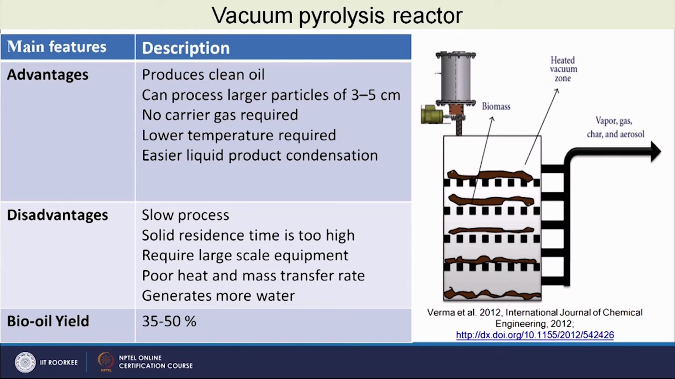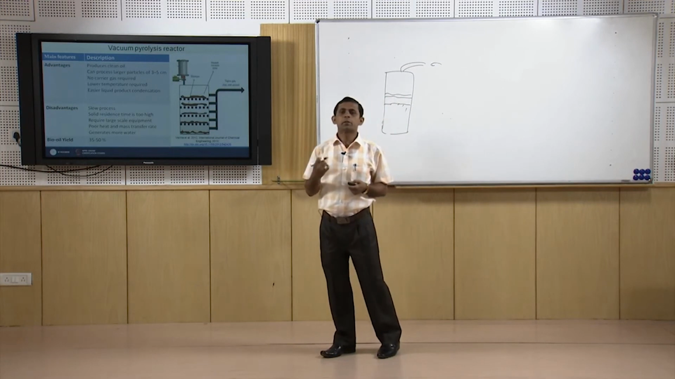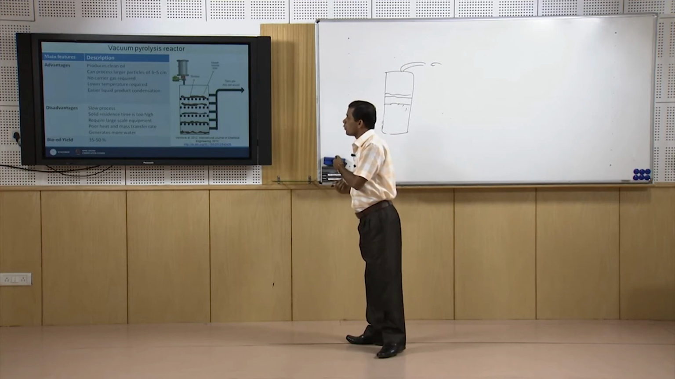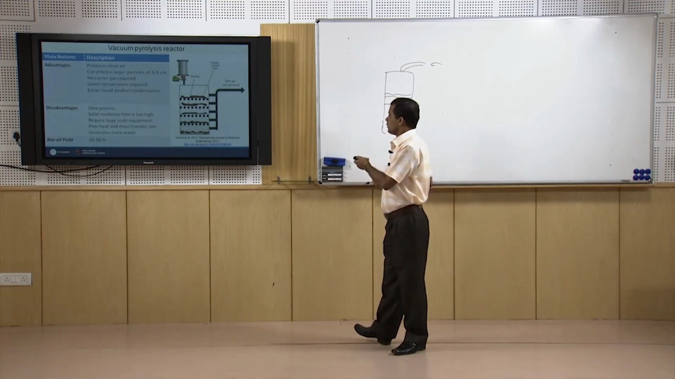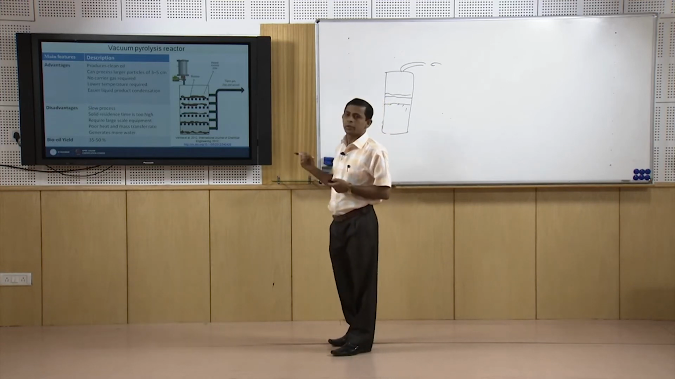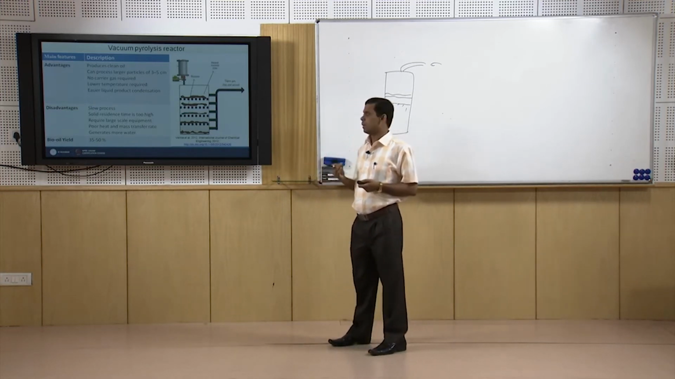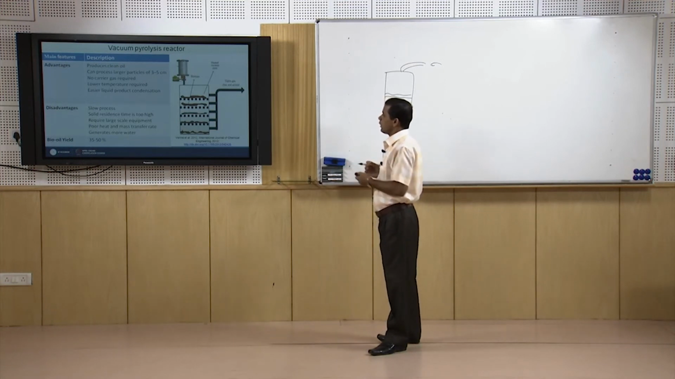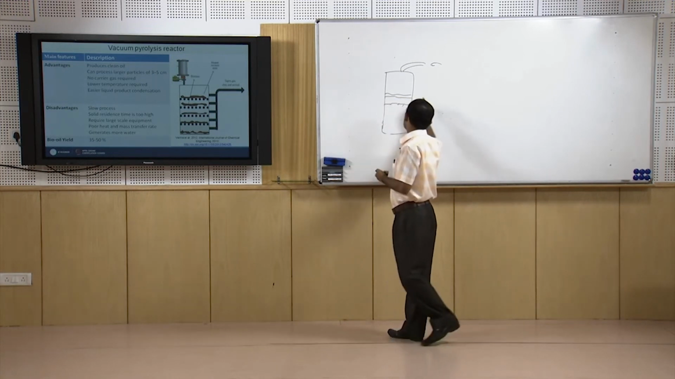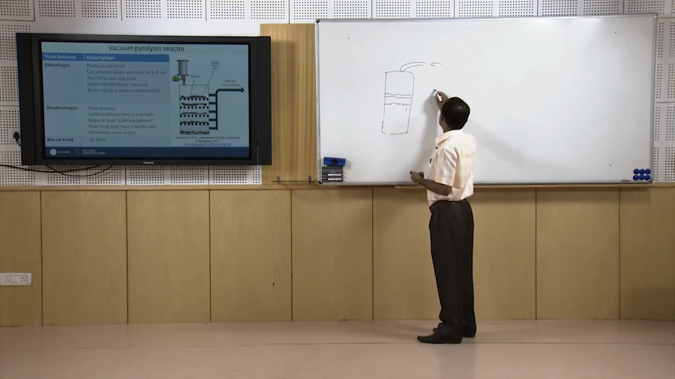We can put the material from the top, as in the fixed bed reactor, but due to the application of vacuum, it generates vapor at lower temperature and it is easier for liquid production. So, these are the advantages, and the disadvantage is that this is a slow process, solid residence time is too high, just like the fixed bed. So, it requires large scale equipment and generates more water. Here bio-oil production is similar to the fixed bed reactor, say 35 to 50%.